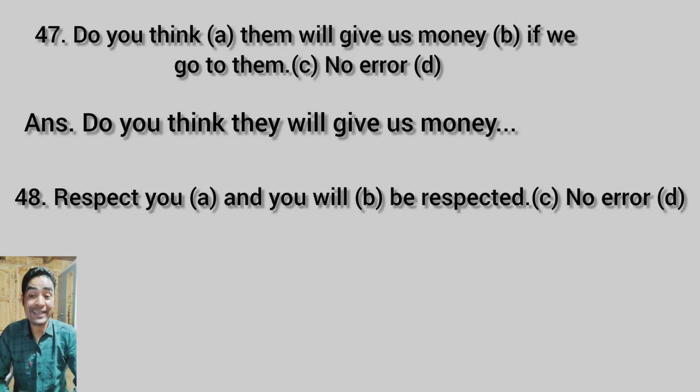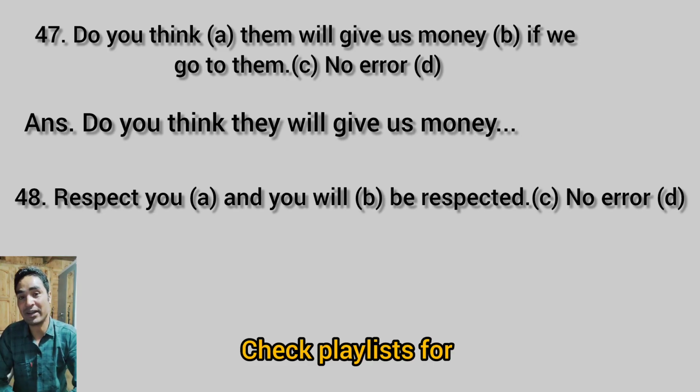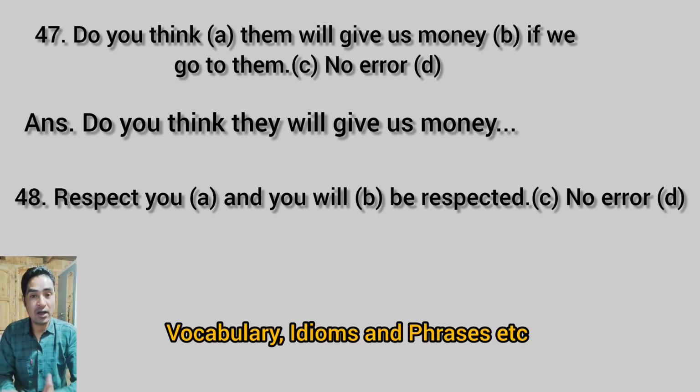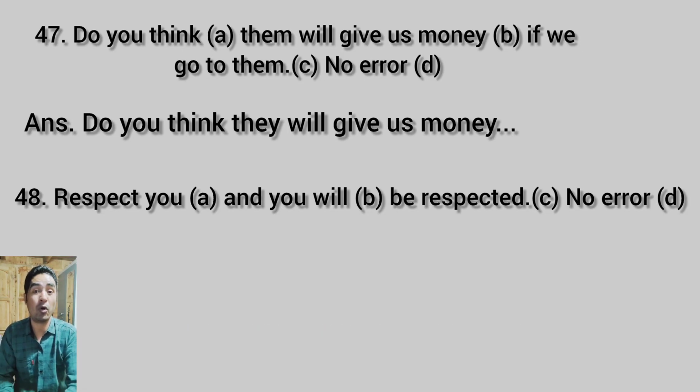Correction: Do you think they will give us money if we go to them? But why? Because as you know, "them" is used for the objective case and "they" is used for the subjective case. Here, "them" has been used in place of the subject, because "do you think" is a separate clause. "They will give us money" is a separate clause. As you know, before a verb we use the subjective case, not the objective case. "Will" is a verb. Before a verb we have to use the subjective case of the personal pronoun, not the objective case.